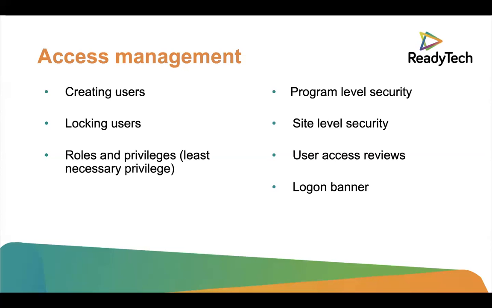If you do operate multiple programs, for example, Job Active, DES, Transition to Work, you can define which of those programs a user may have access to. To take it to a next step, you can also define which sites data a user may have access to if you choose to limit data down to that level.